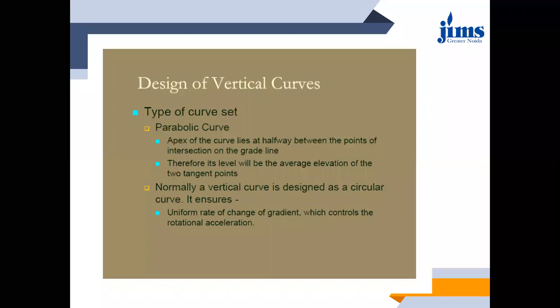So when it comes to design of the vertical curves, the typical type of curve which is set out is a parabolic curve. Normally a vertical curve is designed as a circular curve. Why is it designed as a circular curve? Because it ensures a uniform rate of change of gradient. This uniform rate of change of gradient controls the rotational acceleration. That means whenever the train passes through the vertical curve, it will neither tend to overturn nor derail. We have to make sure that no derailment and no overturning takes place.